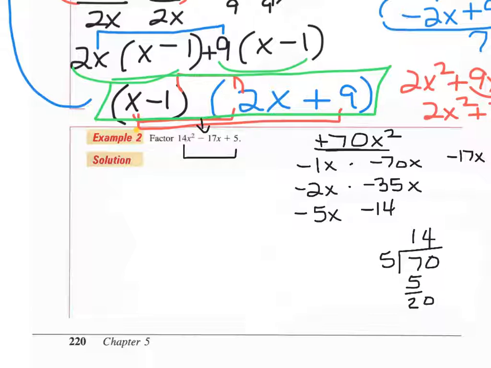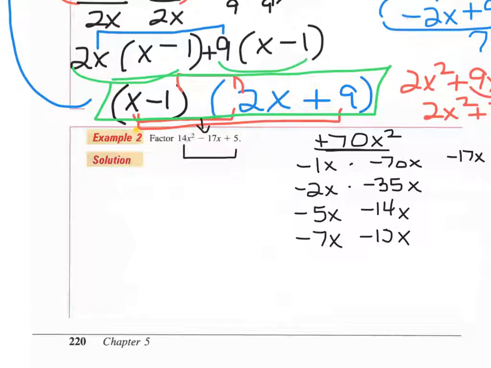Notice I'm still not reaching what I need. So let's keep going. 6 won't go in there, but 7 will. So negative 7 times negative 10, when I add those, I do get negative 17. And when I multiply them, I get the positive 70x squared.